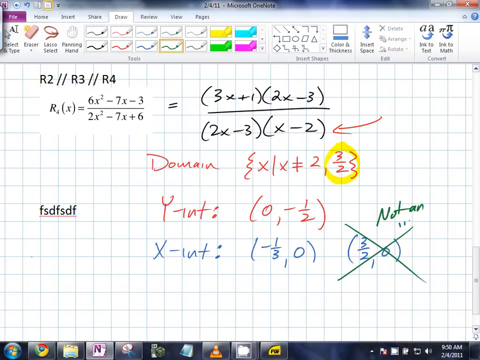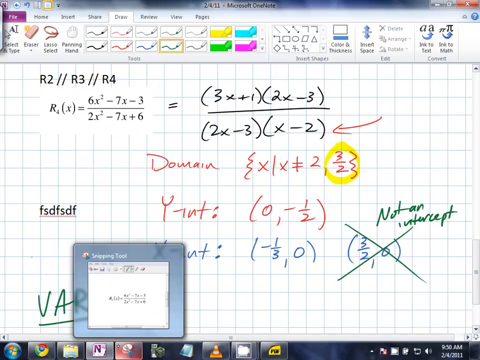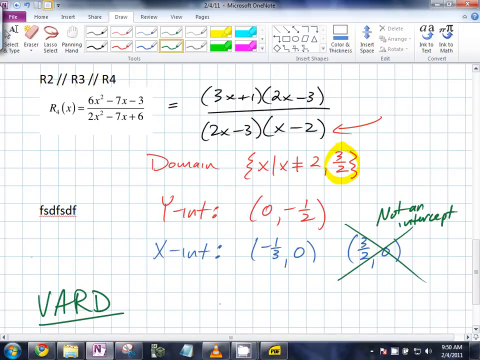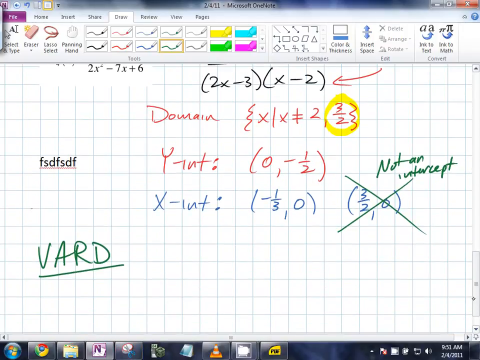Let's continue on to VARD. Let's just jump ahead a little bit. We can skip over symmetry and we did the domain and intercepts. Well, we can say symmetry. Did anybody have any conclusions about symmetry on this? Neither. It is neither.